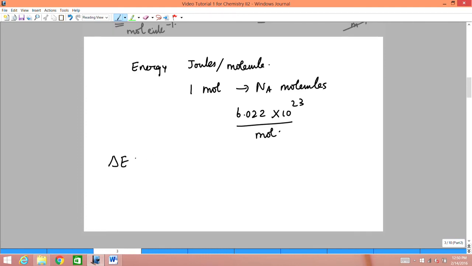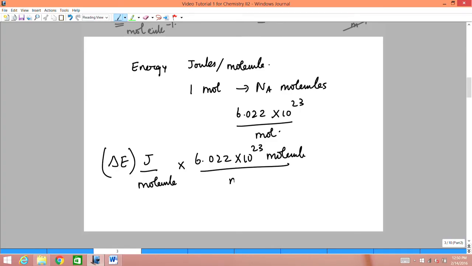Delta E, joules per molecule, into 6.022 times 10 to the 23 molecules per mole. So, you have that, gives you joules per mole. Okay. So, dimensionally use these things, look at these things carefully.